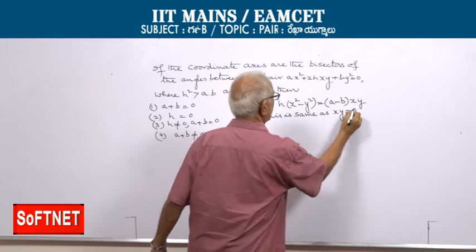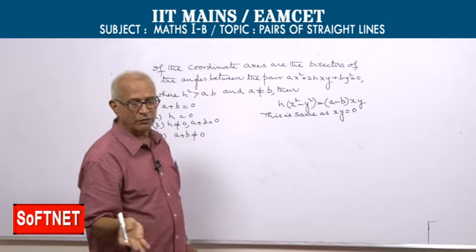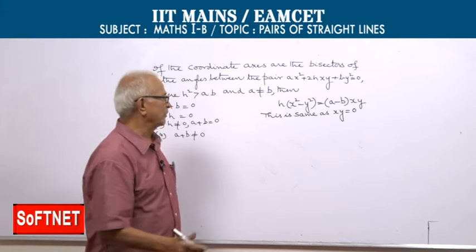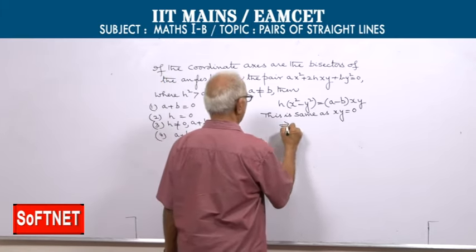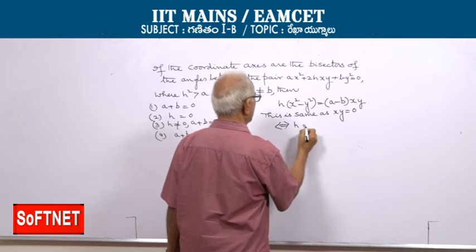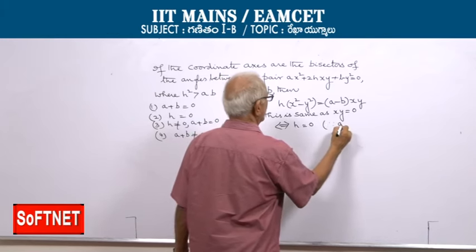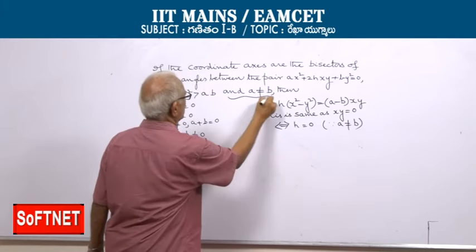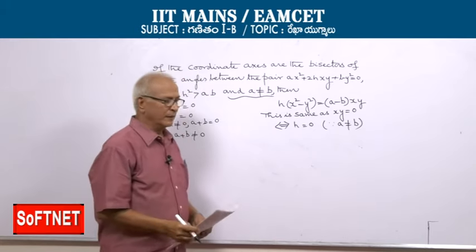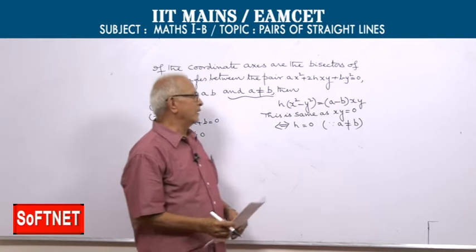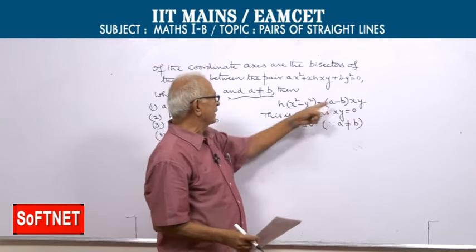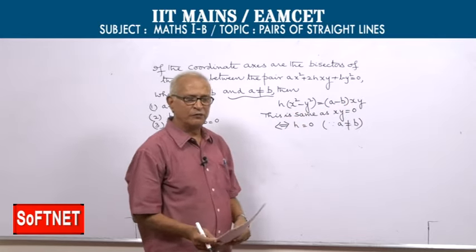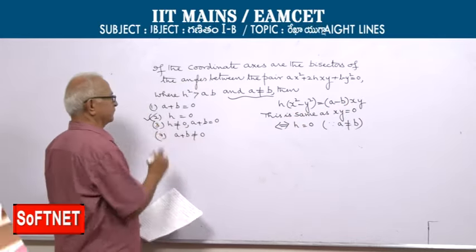Combined equation of the coordinate axes is xy equal to 0: x axis is y equal to 0, y axis is x equal to 0, so the combined equation of the coordinate axes is xy equal to 0, if and only if h equal to 0, since a naught equal to b. a naught equal to b is given in the question. So for it to be xy equal to 0, h must be 0. When h is 0, this equation is the same as xy equal to 0. Therefore, the option is h equal to 0.